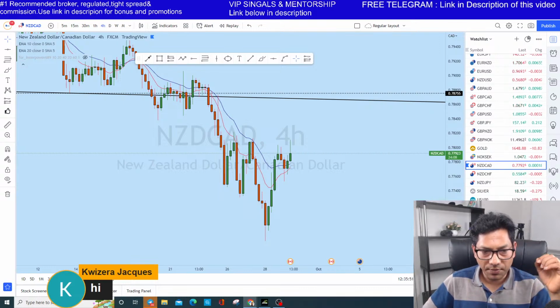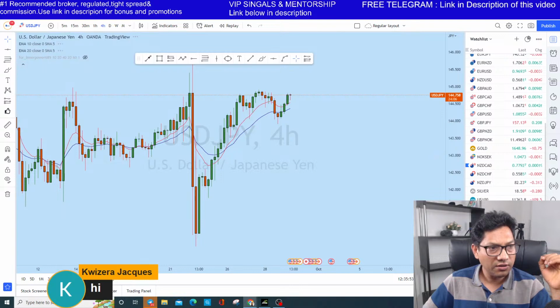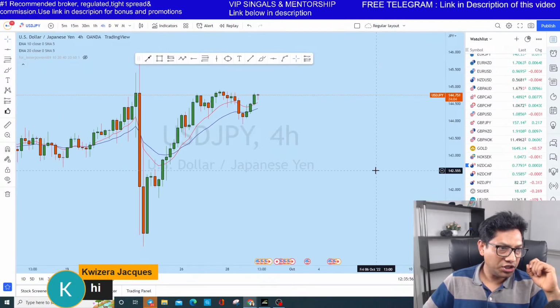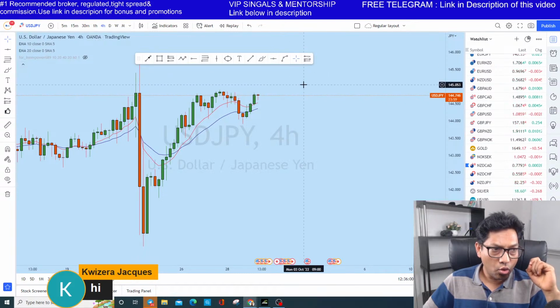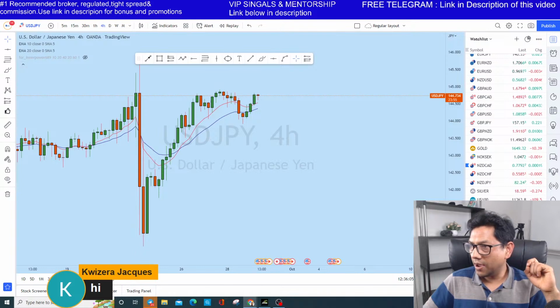We'll look at all the pairs, including dollar yen. You see it's creating the doji that I was expecting after this move. I think we could even find a trade on dollar yen. Let's look at what happens.